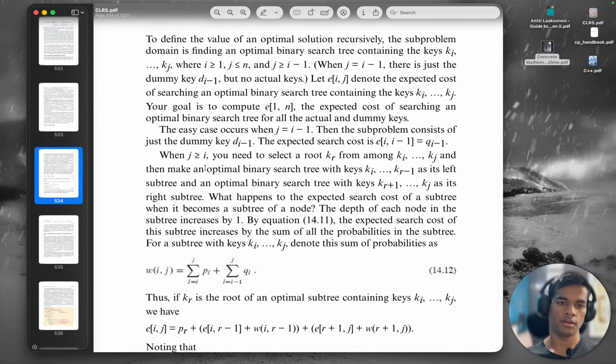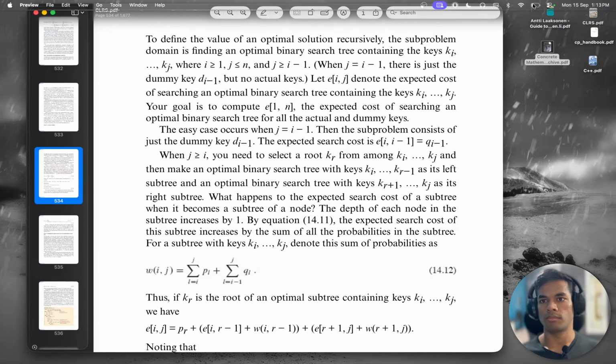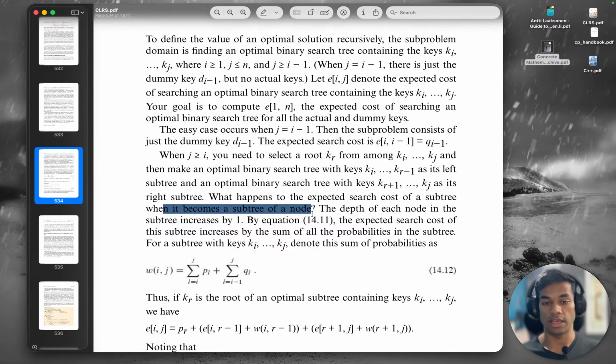When j is greater than or equal to i, you need to select a root k_r from among k_i to k_j and then make an optimal binary search tree with keys from i to r minus 1 as the left subtree and keys k_{r+1} till k_j as its right subtree. What happens to the expected search cost of a subtree when it becomes a subtree of a node?